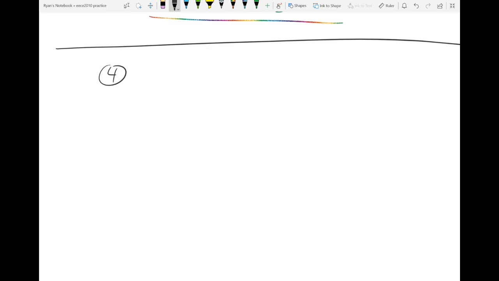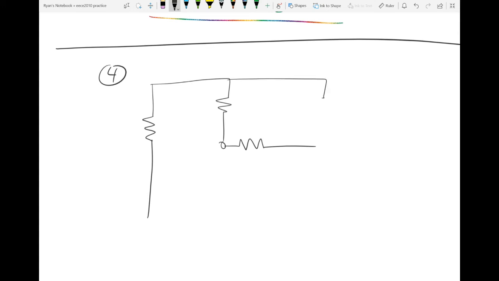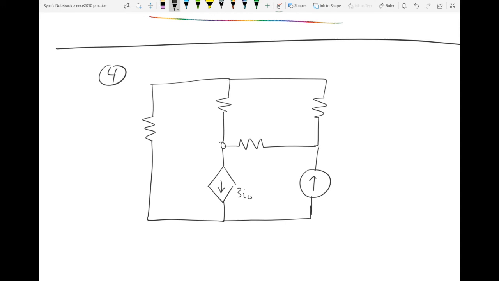Problem 4, the mesh problem. Okay. And here another dependent source, 3 times I0, we'll define I0 in a second, another current source here. So here we have a shared current source. Okay. This is given to be 6 amps, 2 ohms, 2 ohms, 3 ohms, 2 ohms.